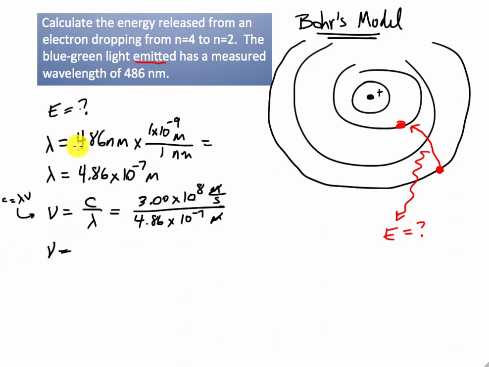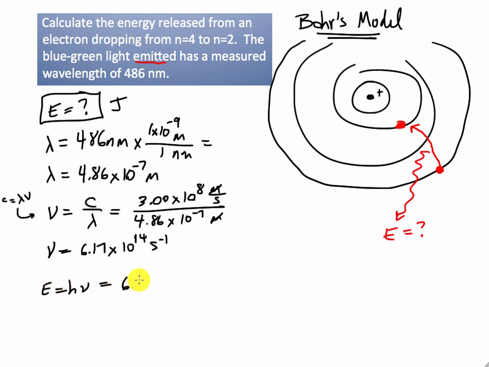Again, I'm always checking my units, making sure everything is working out. I'm looking for energy. The unit should be a joule when I'm finished. So my frequency, when I get to this part, should be 6.17 times 10 to the 14 inverse seconds. Okay? Then I take that and plug it into the Planck equation. And that would be 6.63 times 10 to the minus 34 joule seconds.